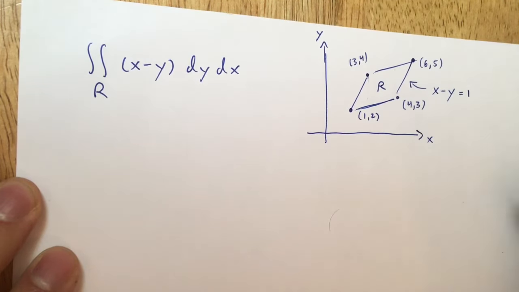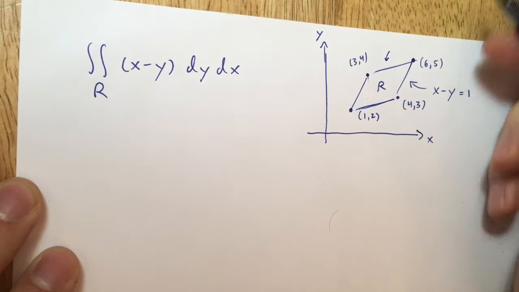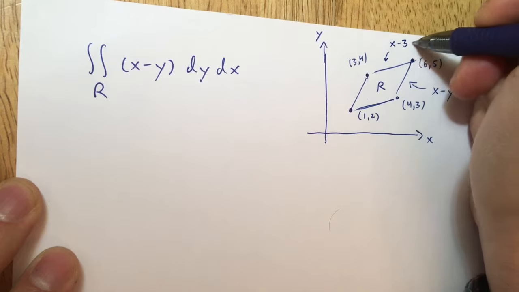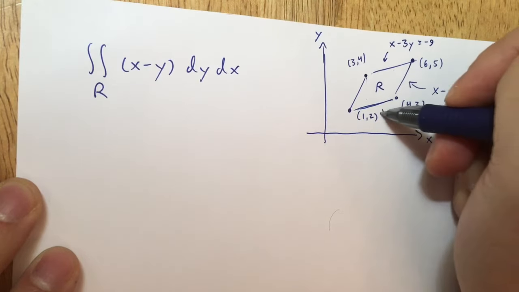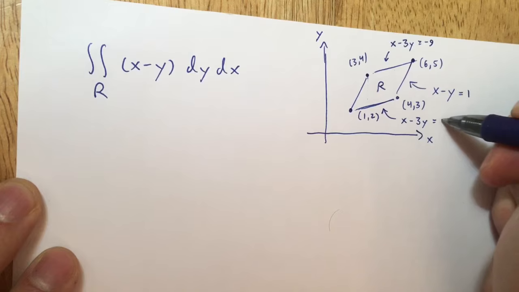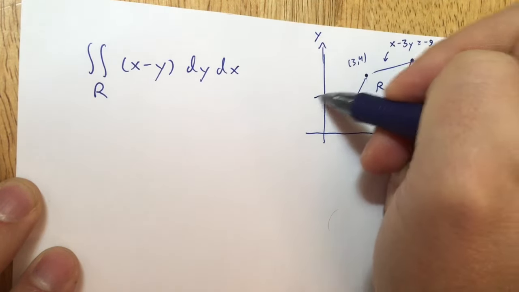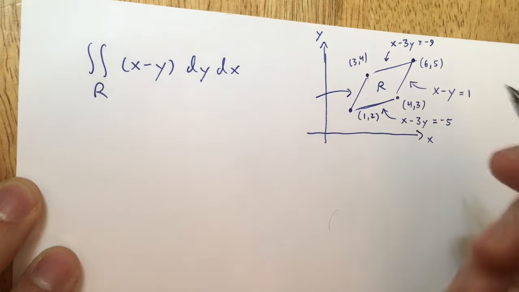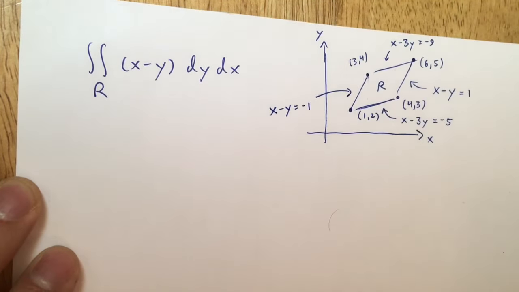This is x minus y equals 1. The equation of this line is x minus 3y equals negative 9. The equation of this line over here is x minus 3y equals negative 5. And the equation of this line over here is x minus y equals negative 1. Okay?